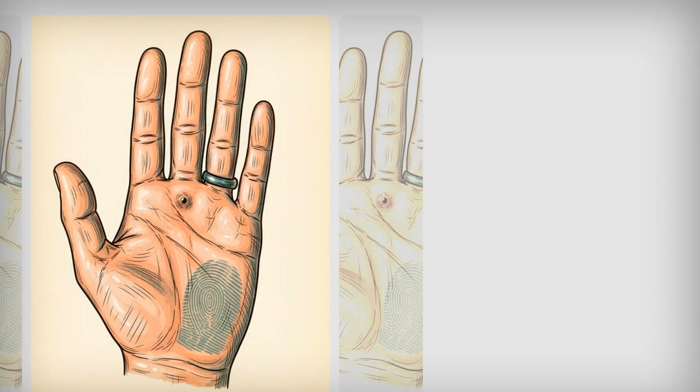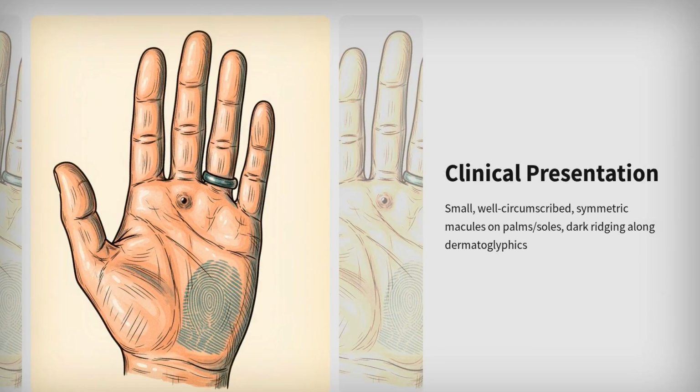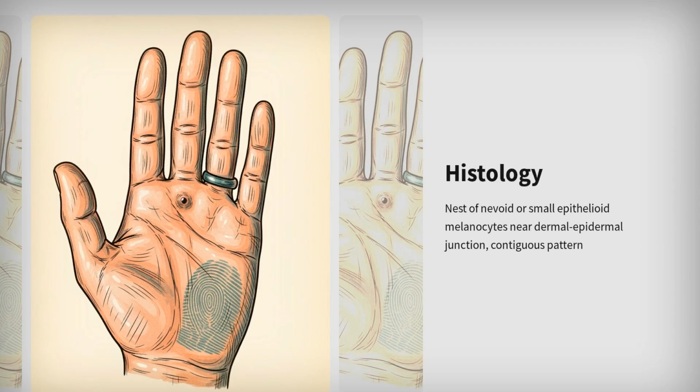Acral lentiginous nevus is distinguished by its location and histological pattern. Acral lentiginous nevus presents as small, well-circumscribed, symmetric macules on the palms or soles, with dark ridging along dermatoglyphics. Histologically, nests of nevoid, or small epithelioid melanocytes, predominate near the dermal-epidermal junction, arranged in a contiguous, evenly spaced pattern.